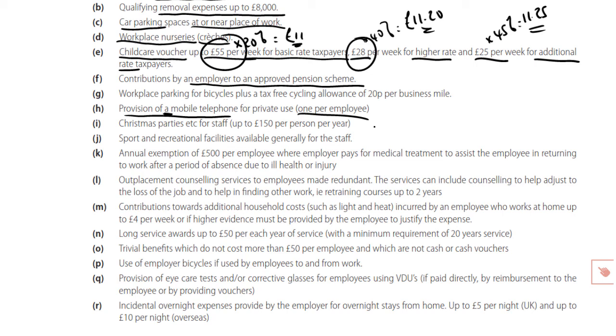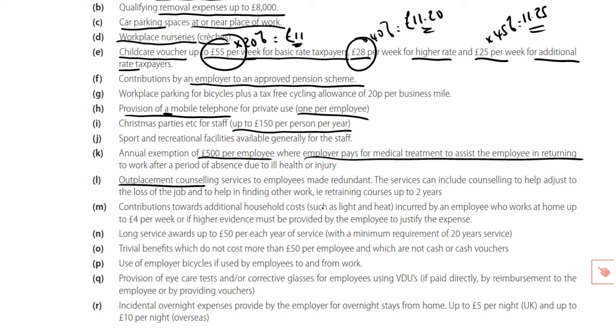Christmas parties for staff, up to £155 per person per year would be an exempt benefit. Sport and recreational facilities, again encouraging us to look after our health. Annual exemption of £500 per employee if the employer pays for medical treatment to get you back to work. That would be fine. Outplacement counselling, if you've been made redundant, again to soften that blow, the employer, or about to be ex-employer, pays for that counselling for you. That would be an exempt benefit.